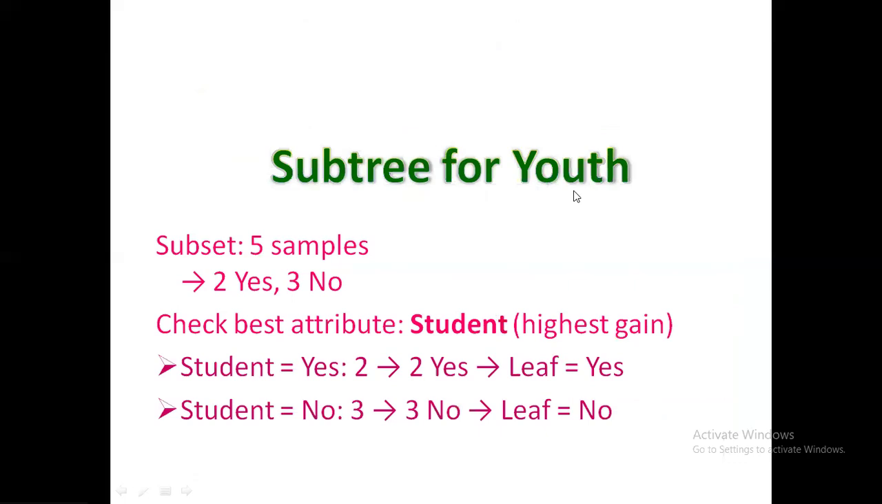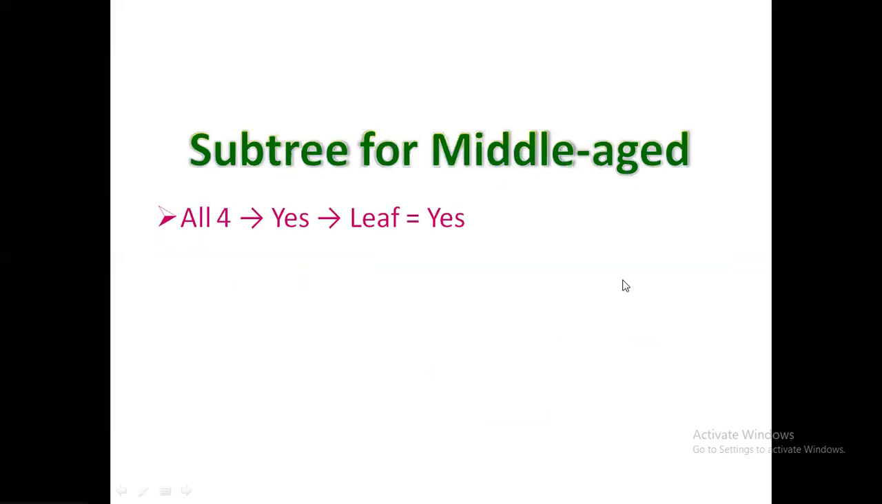The subtree for youth is yes or no. Check the best attribute. Student is the highest gain. So student value is yes, that is 2 yeses are there. Leaf is yes. And student no: how many no's are there? 3 no's. So the leaf is no.